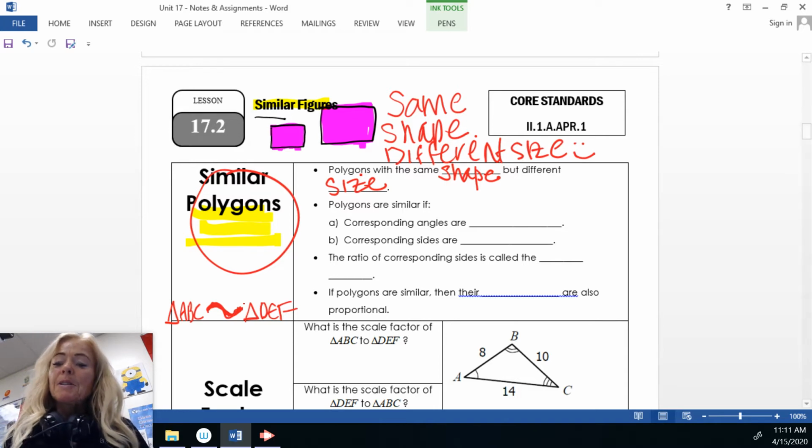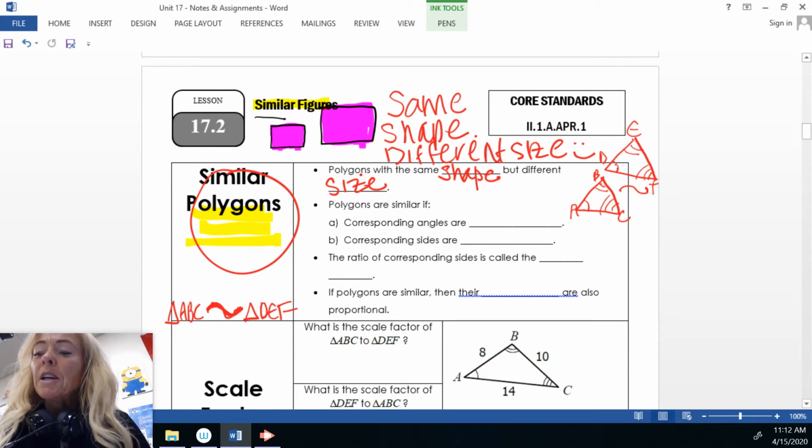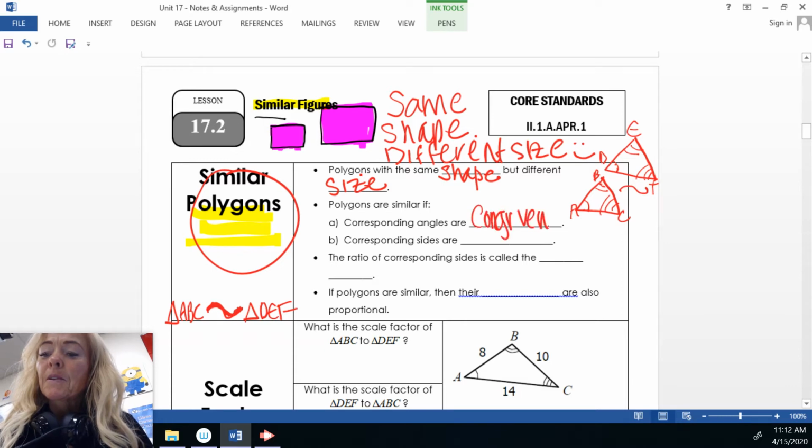So what happens, though, is if I have two triangles that are similar triangles, all of the corresponding angles are going to be congruent. Just like in congruent triangles, the corresponding angles are congruent. So if it's triangle ABC and triangle DEF, then angle A and angle D are the same measure. Angle B and angle E are the same measure, and angle C and angle F will be the same measure. So corresponding angles are congruent.